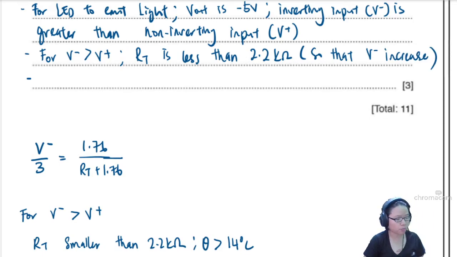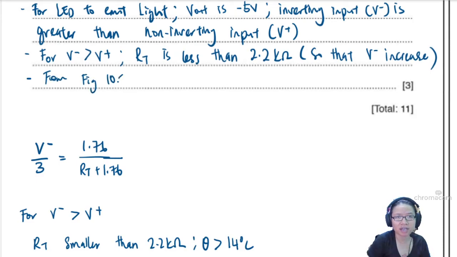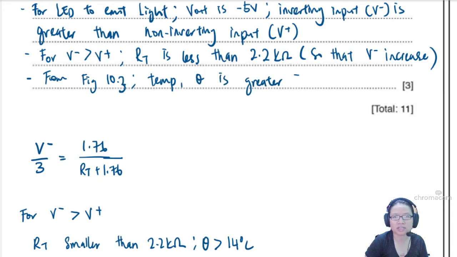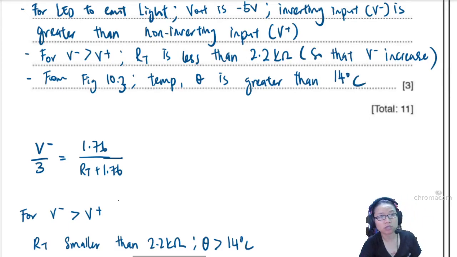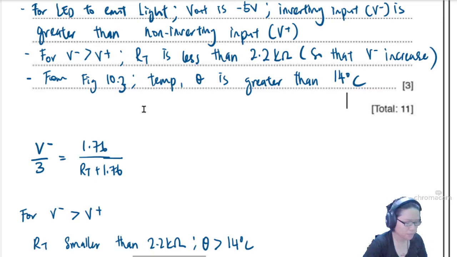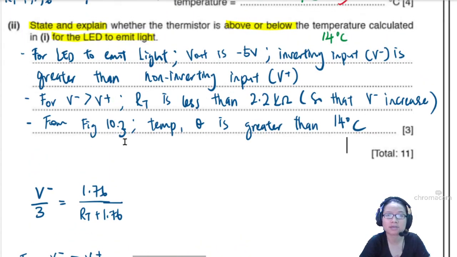Okay, so now you can bring in the temperature. You can say that from the graph or the figure 10.2, I believe. Is it figure 10.2? Nope, figure 10.3. The temperature theta is greater or hotter than, I guess greater is good enough, 14 degrees Celsius. Okay, so these are your 3 marks.